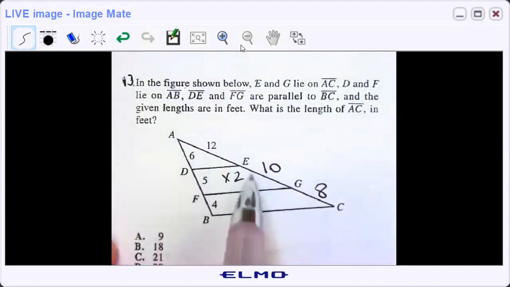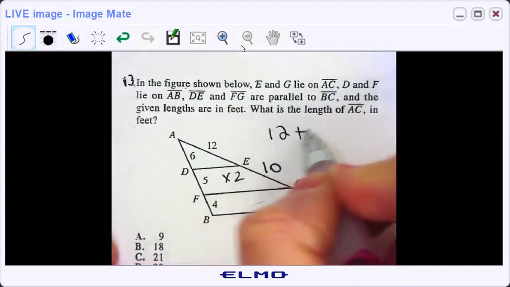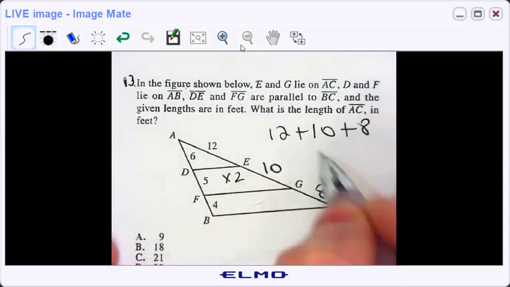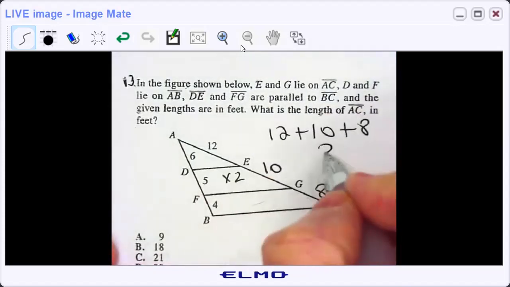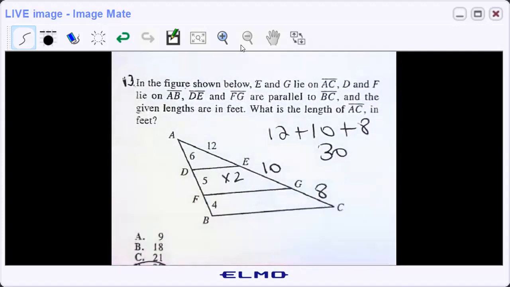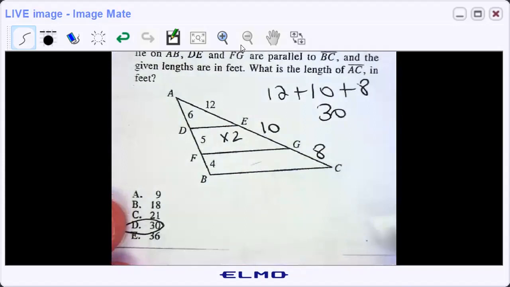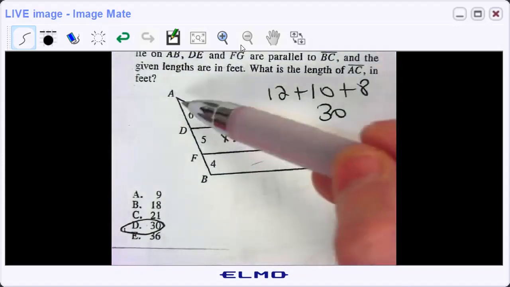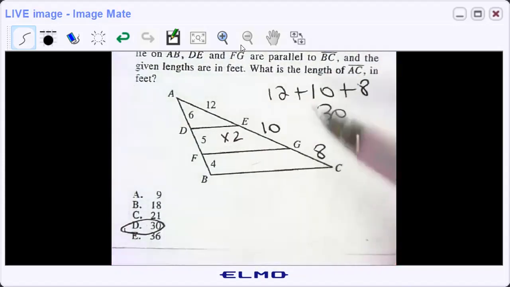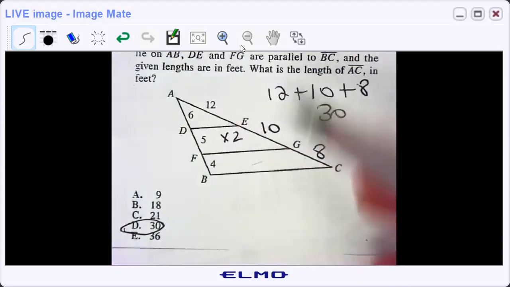So these little small sections, 3 of them, all add up to AC. So 22 plus 8 should be choice D here. But you do have to be careful with this one, because anytime you have these triangles inside of triangles, it's a very popular scenario, quite frankly.